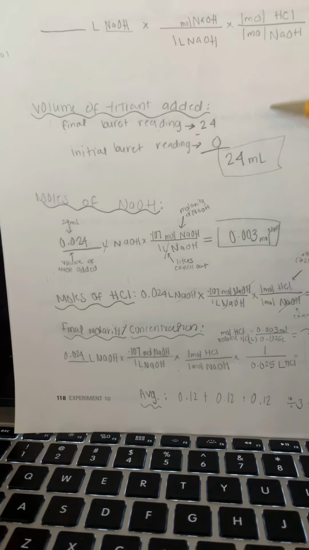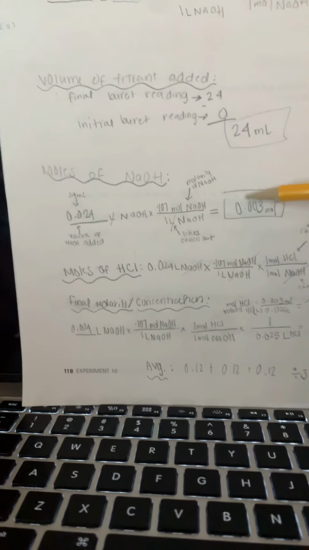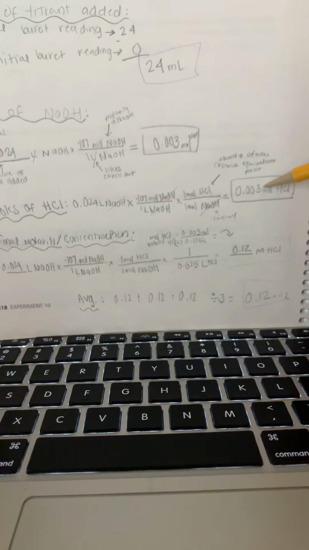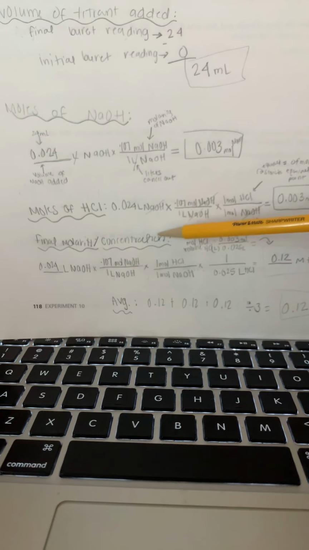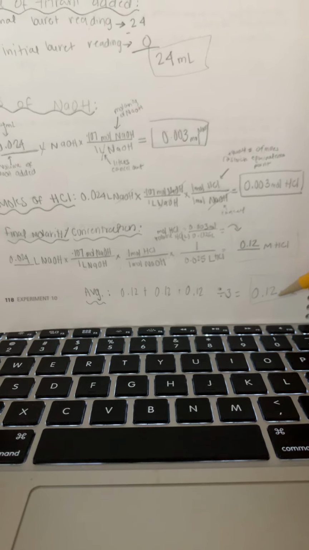So that's how we find the volume of the titrant added, how to calculate the moles of sodium hydroxide, how to calculate the moles of hydrochloric acid, and how to find the final molarity, the concentration, and the average all together.